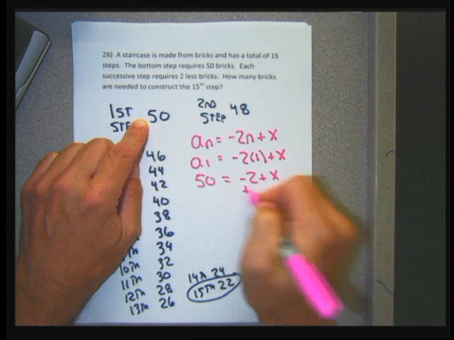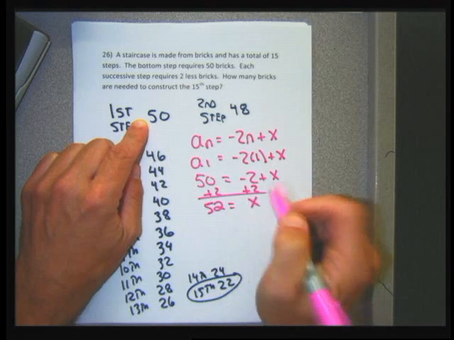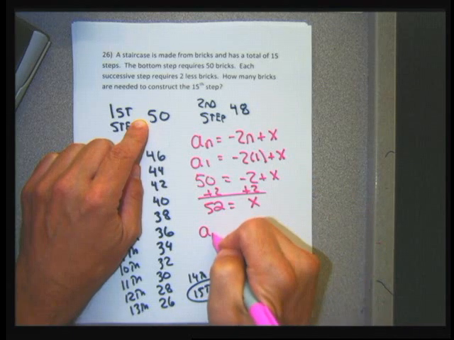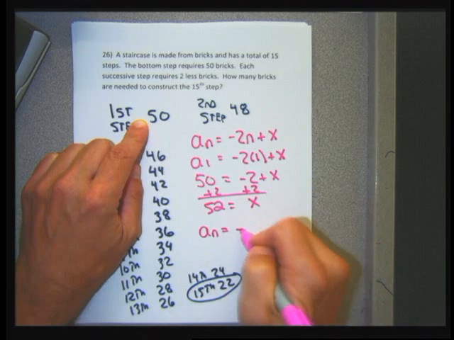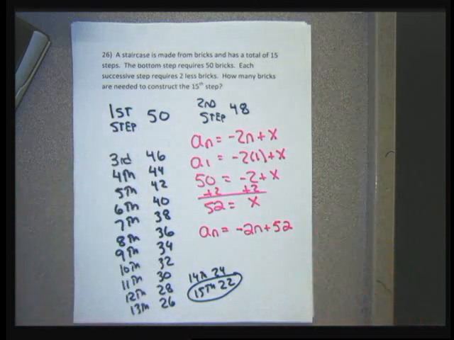Add 2 to both sides, and I get 52 equals x. So the formula for the staircase to find out the number of stairs for any particular step is a sub n equals negative 2n plus 52.